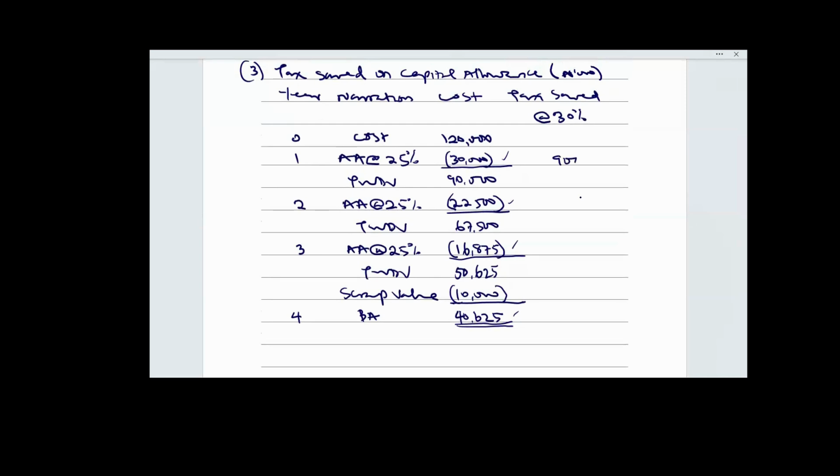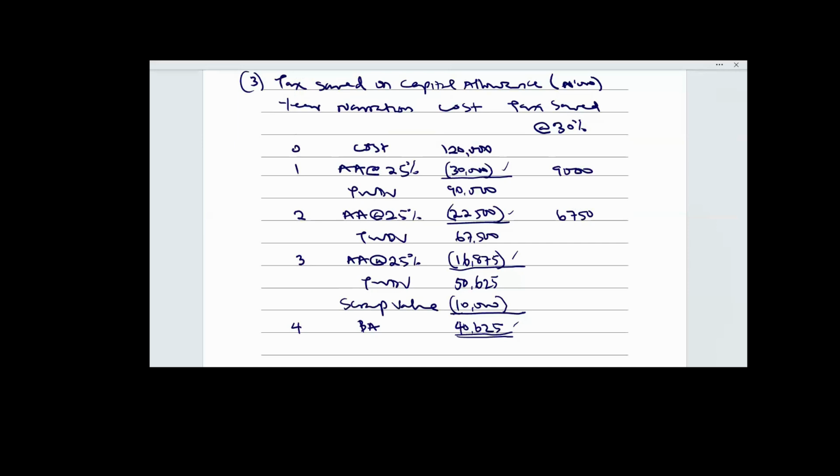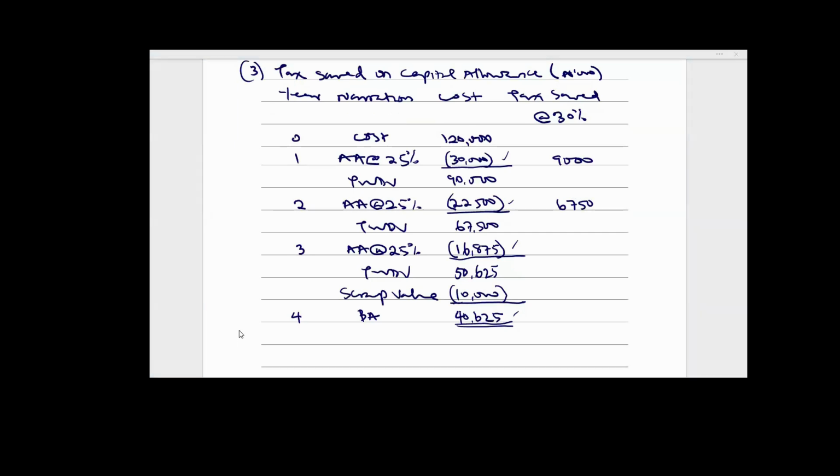So what's 30% of 30,000? This should be 9,000. 30% of 22,500 should be 6,750 or thereabout. Please confirm. What do you have? 6,750. Okay. So what's 30% of 16,875? 5,063. Then 30% of 40,625.